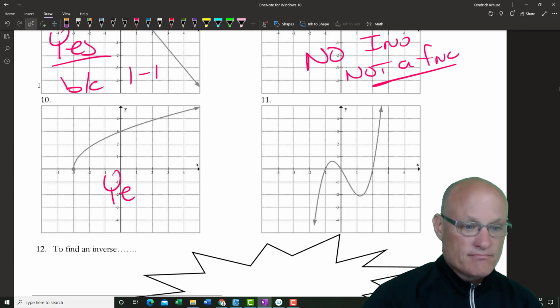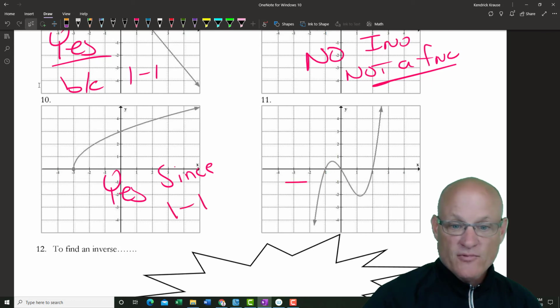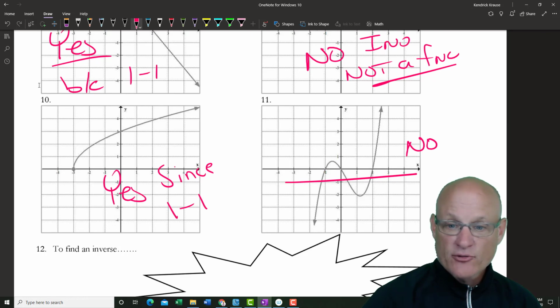Yes, since one-to-one. Fails, so no. Inverse is not a function.